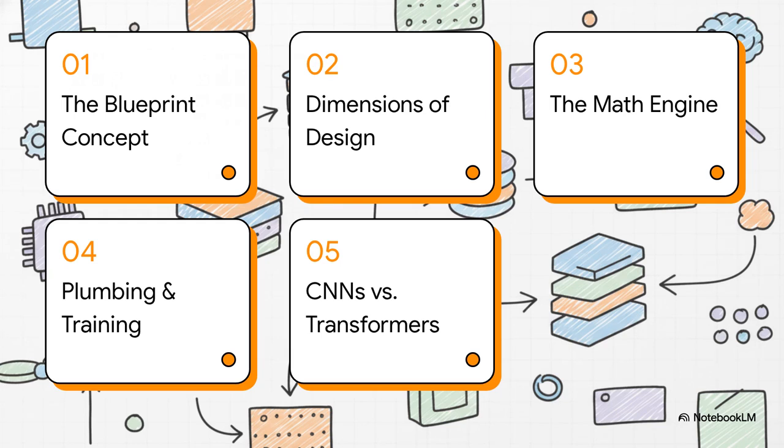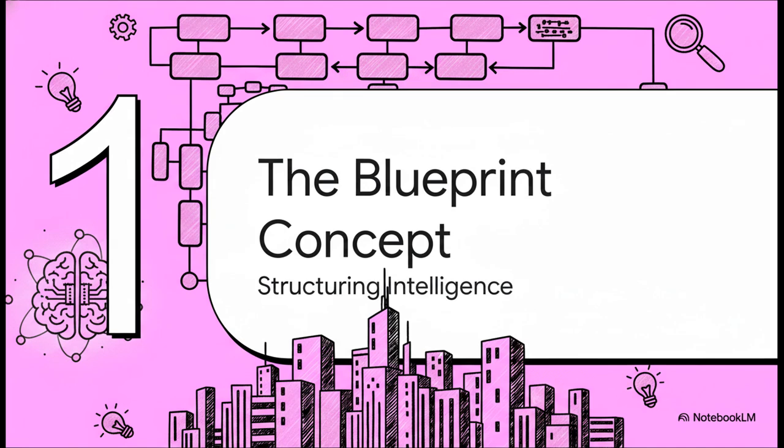Here's our quick roadmap for today. We'll hit the blueprint concept, the dimensions of design, check out the math engine, look at the plumbing and training, and then finish up with CNNs versus transformers. All right, part 1. The blueprint concept, structuring intelligence.